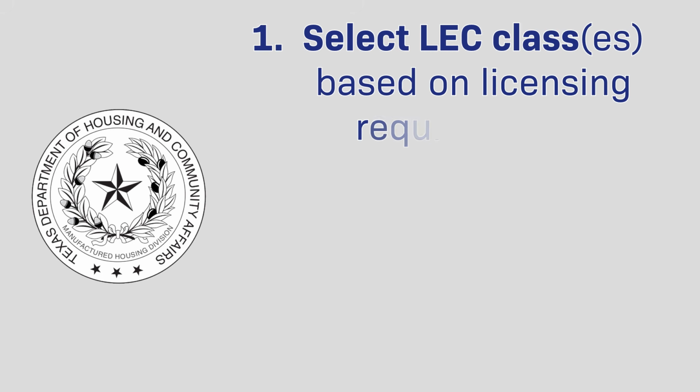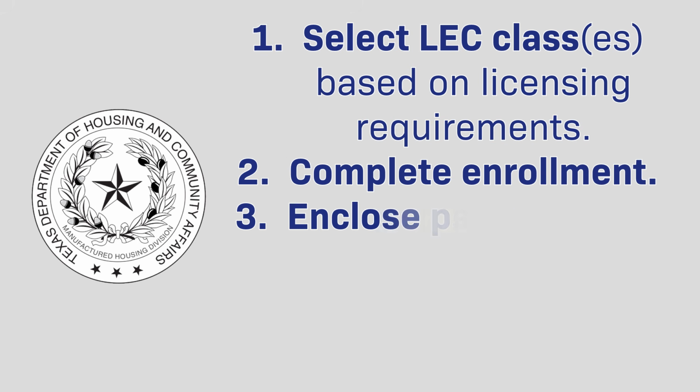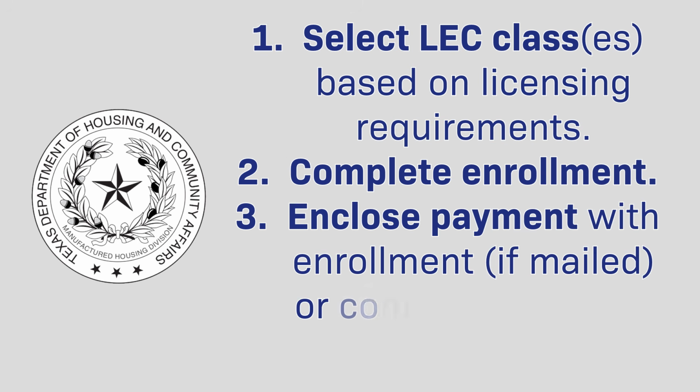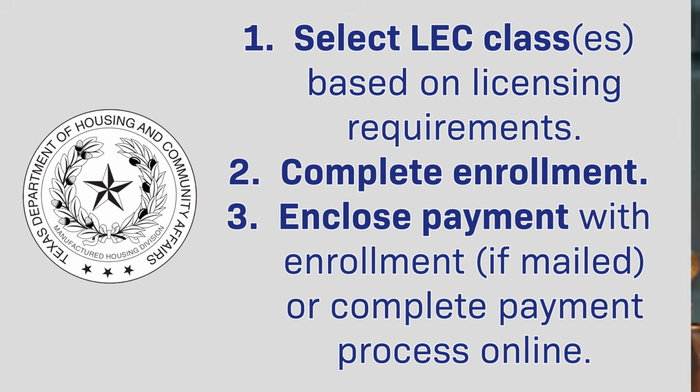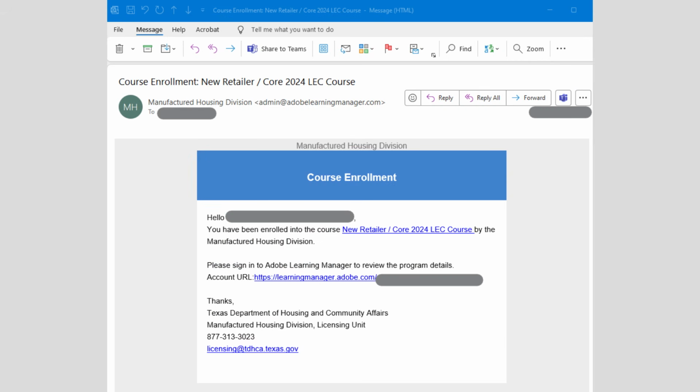That's it. 3 easy steps to complete your licensing education course. Select which class or classes you wish to enroll in, complete the enrollment form either on paper or online to choose your courses, and enclose your check or money order payment with your enrollment form or complete the payment process online. Once the licensing team enrolls you, you will be sent instructions directly from Adobe via the email you provide to begin your self-paced licensing education course. That usually occurs within the following working day after you enroll.